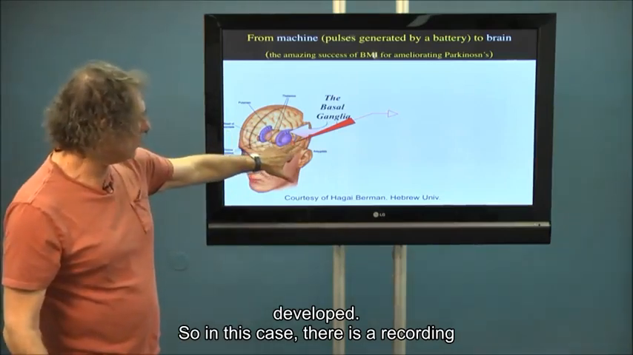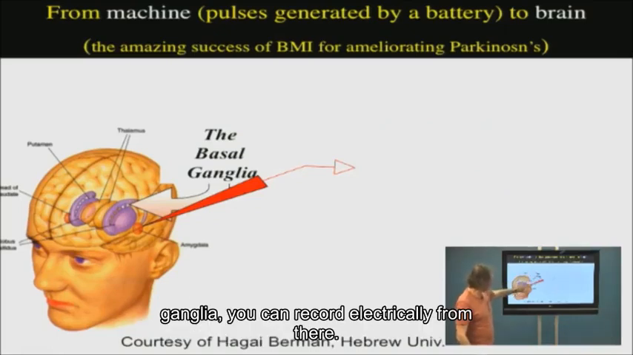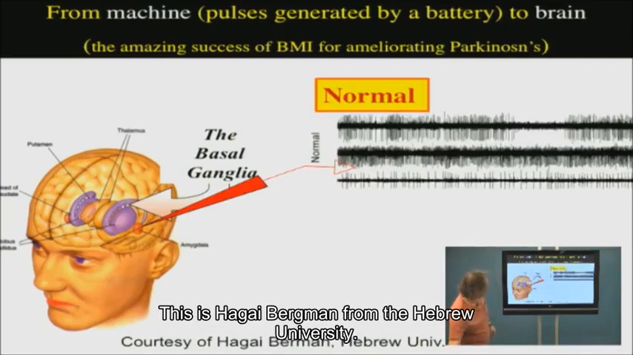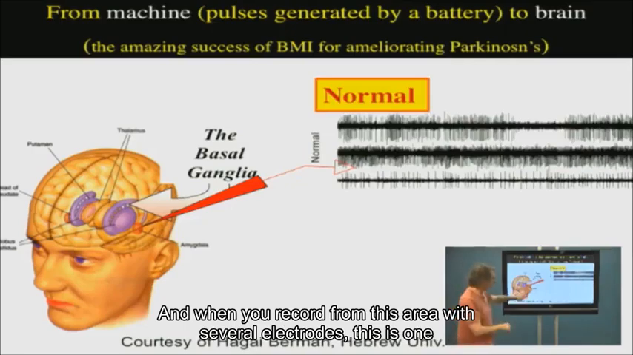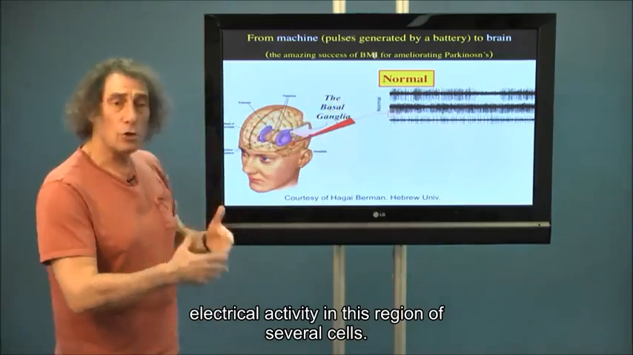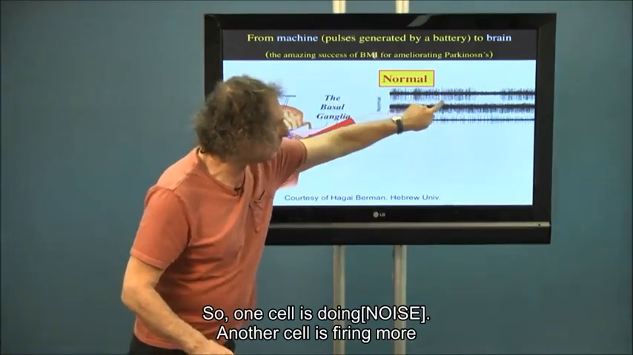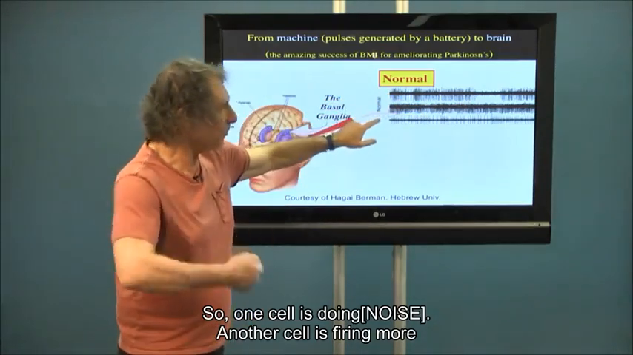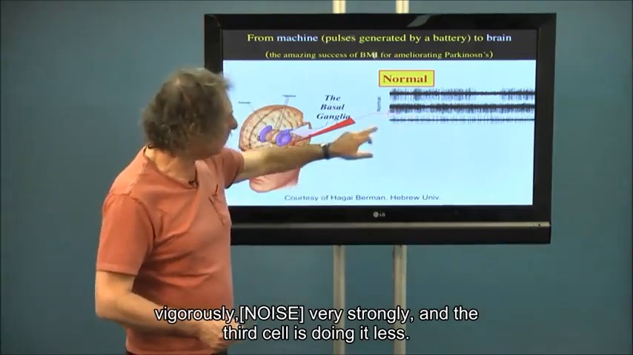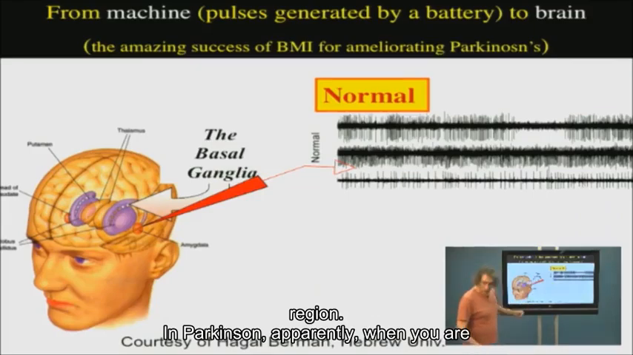In this case, there is a recording deep, not in the cortex, but deep inside the brain, the basal ganglia. You can record electrically from there. This is Hagai Bergman from the Hebrew University. When you record from this area with several electrodes, this is one electrode, another electrode, a third electrode, you can see the normal electrical activity in this region of several cells. One cell is doing ta-ta-ta-ta-ta, stop, ta-ta-ta-ta. Another cell is firing more vigorously, ta-ta-ta-ta-ta, very strongly. And the third cell is doing it less, each one with its own electrical music. So this is a normal brain in this region.